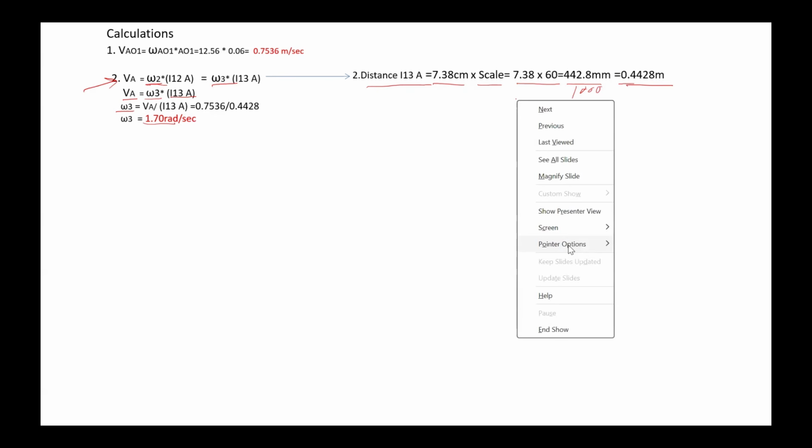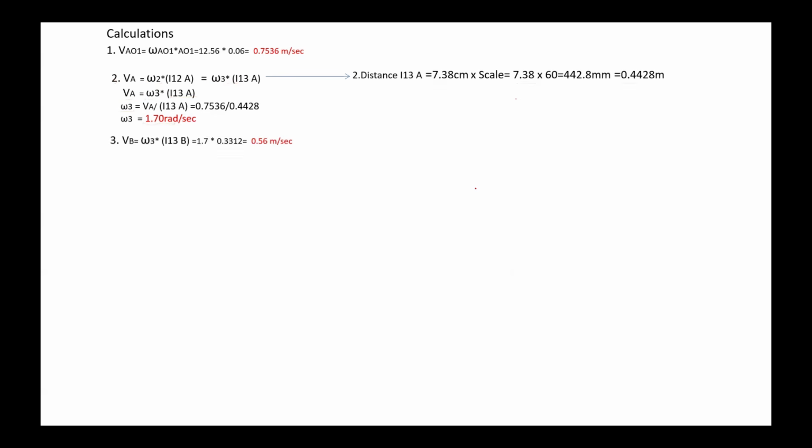See this I13 calculation. I have measured the distance I13A, that after measurement is 7.38 centimeter, multiplied with the scale which you have taken already, 60 mm. So that is 7.38 multiplied by 60. You got 442.8. I have to bring it into meter, divided by 1000, you will get 0.4428 meter, right? So this is the I13 distance which I have shown here, right? I got the omega 3.